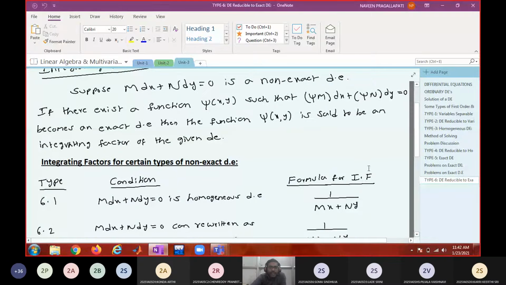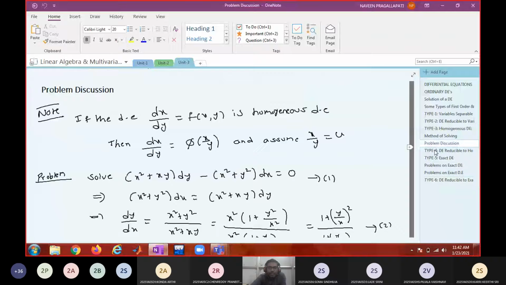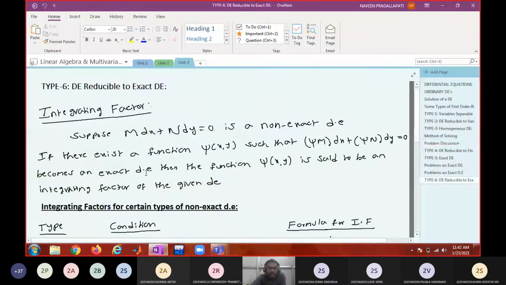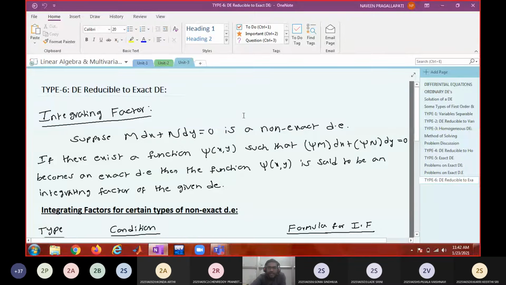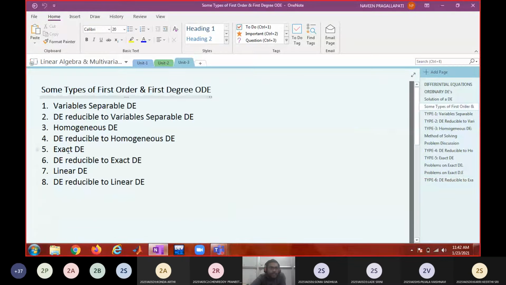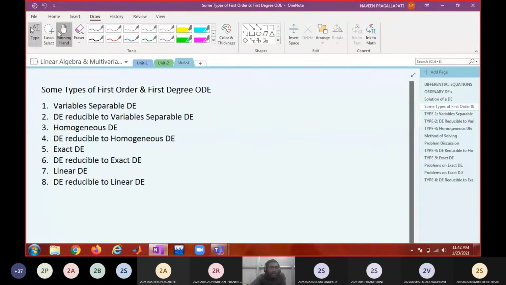Okay, and in exams, you are not having type 6. You are having a portion for your mid exams only these types: exact differential equations, linear differential equations, DE reducible to linear differential equations. All of you please make a note: exact DE, linear DE, and DE reducible to linear DE.